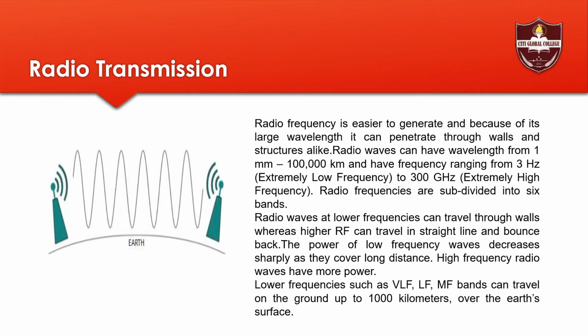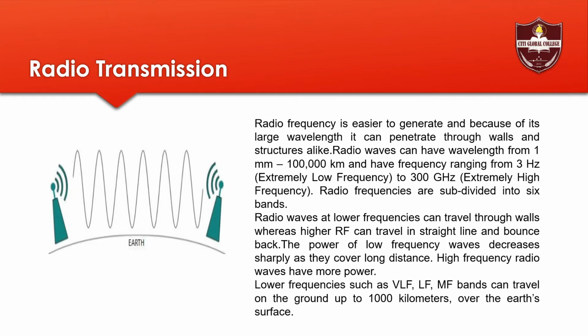Moving on to radio transmission. Radio frequency is easier to generate, and because of its large wavelength, it can penetrate through walls and structures alike. Radio waves can have wavelength from 1 mm to 100,000 km and have frequency ranging from 3 Hz, or extremely low frequency, to 300 GHz, or extremely high frequency. Radio frequencies are subdivided into 6 bands.